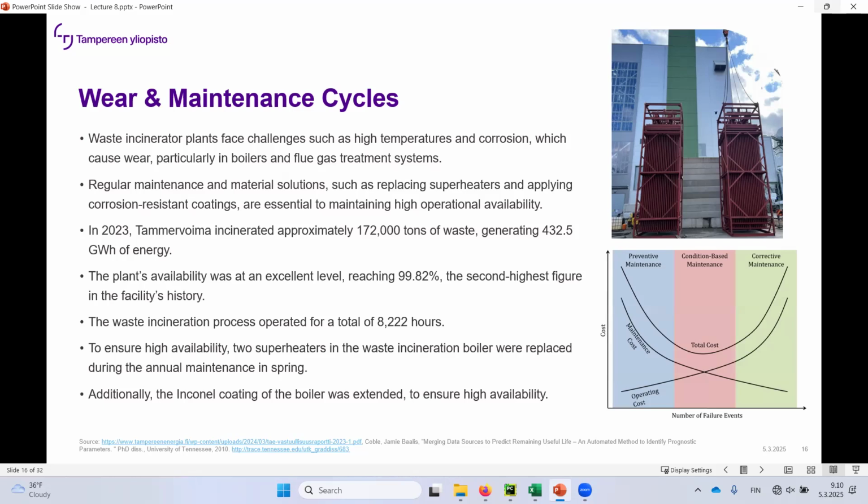So related to maintenance, you have this kind of a U curve. There's preventative maintenance, condition-based maintenance, and corrective maintenance. So if you don't maintain your facilities, the operating cost is going to go up because you're going to have to do a lot of corrective maintenance. But if you have this preventive maintenance, then the operating costs are going to stay low, but your maintenance costs are going to be high. So the sweet spot is somewhere in the middle: condition-based maintenance.